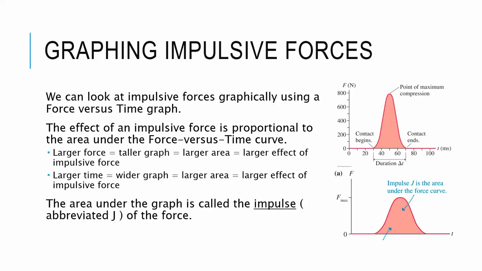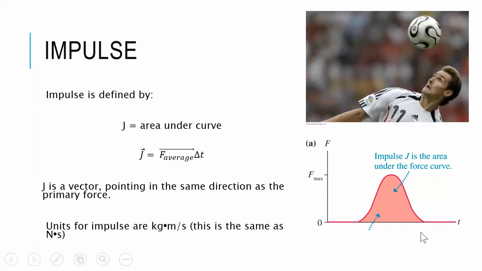And the area under the graph has a special term, and it's called an impulse. It is abbreviated J. We'd think it's abbreviated I, but in physics we use I for current. So impulse is abbreviated with a capital J, and impulse is basically how much the force has an effect. So in these graphs, the area under the graph is the impulse. Other ways to explain the impulse, we can say first, impulse is the area under the curve for a force versus time graph.